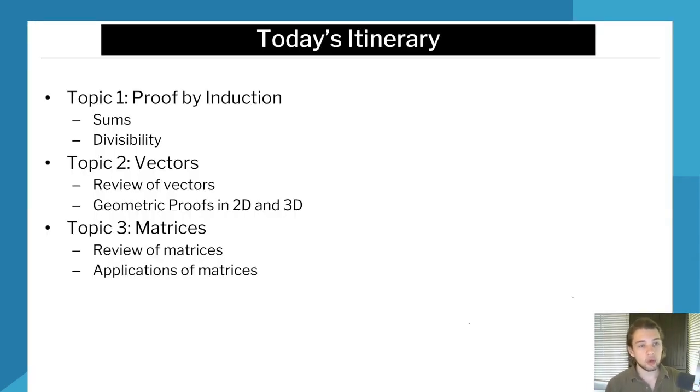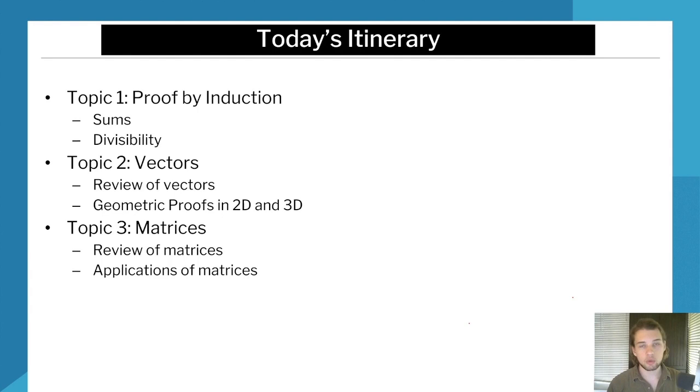So we're going to look specifically at proof by induction. Now that is sums and divisibility. For sums, we're going to look at basically how we do proofs to show that a sum can be modeled with a general formula. With divisibility, we're going to prove that a certain expression or a certain statement can be divided by a certain, usually an integer number.